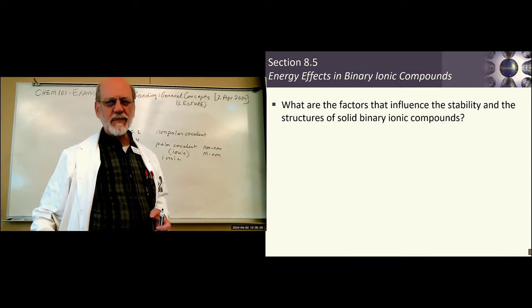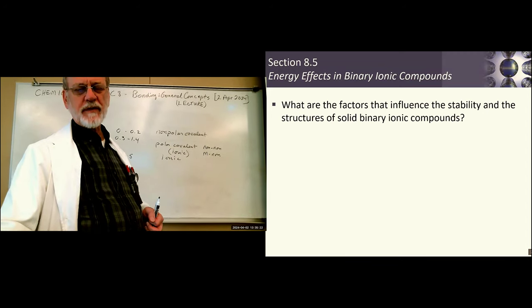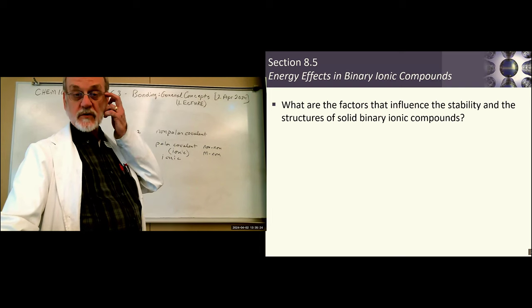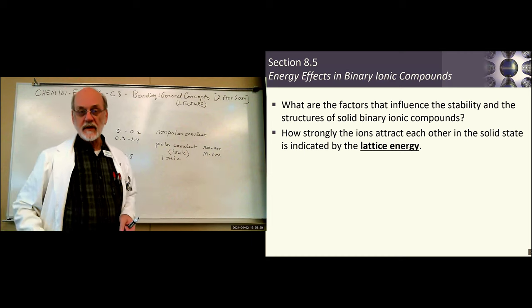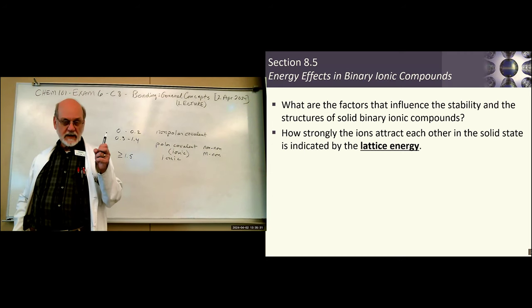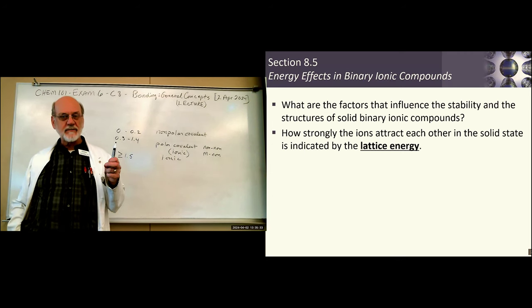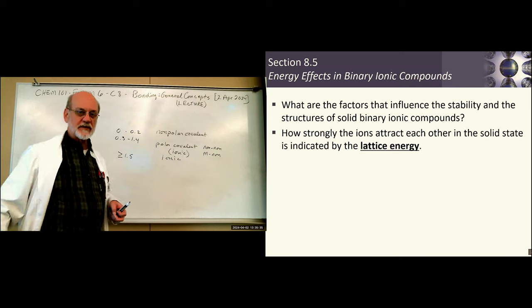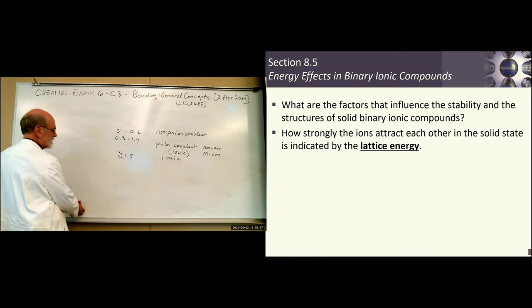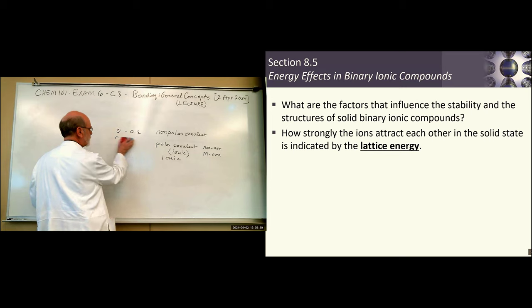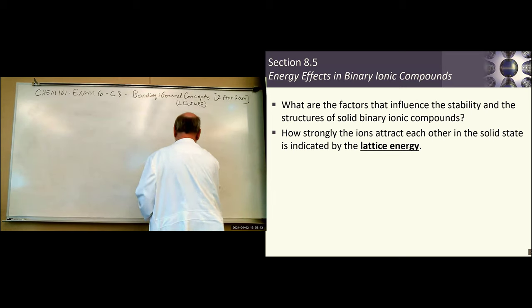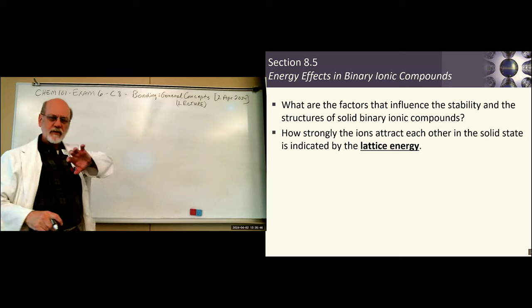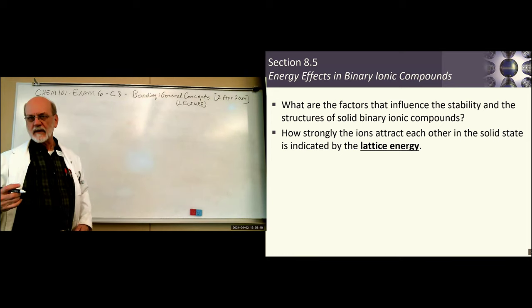Okay, if we have a solid binary ionic compound, what are the factors that influence the stability of the structure? Well, one of the primary stabilizing factors is the amount of the lattice energy. We have to define what lattice energy is. And I think I can erase this now. So we're going now from covalent and we're switching to ionic.